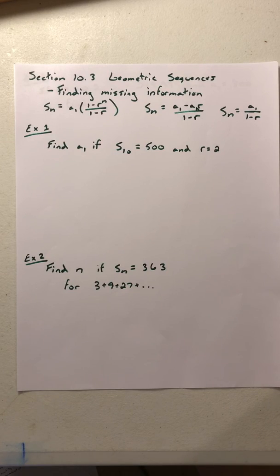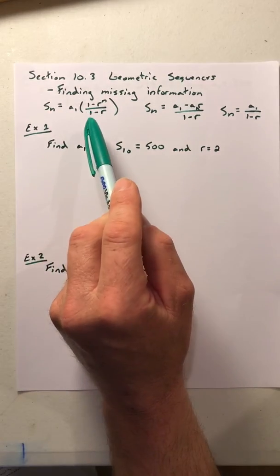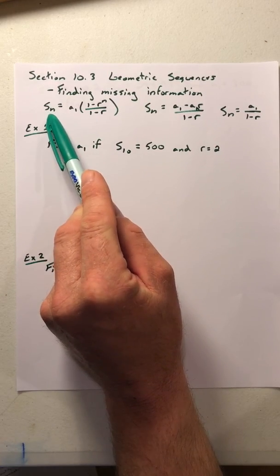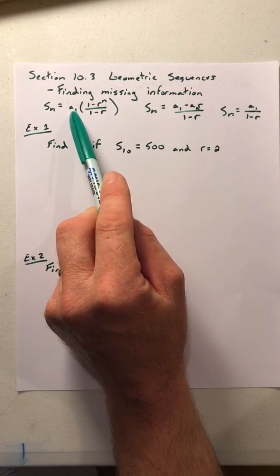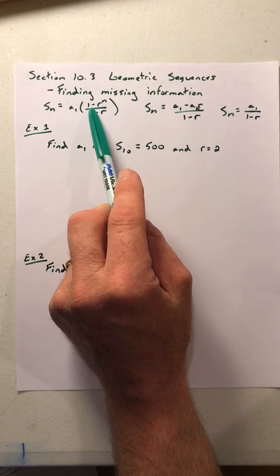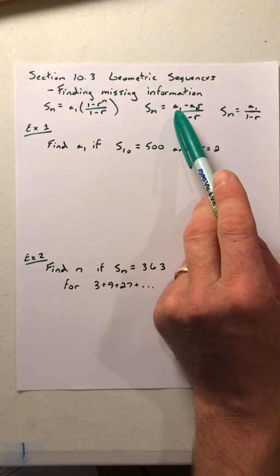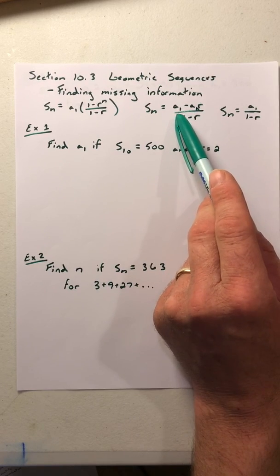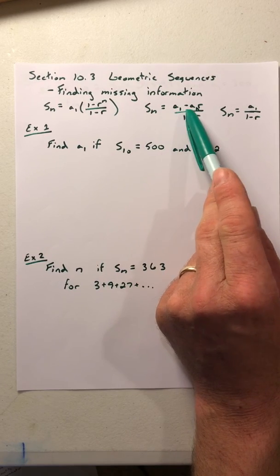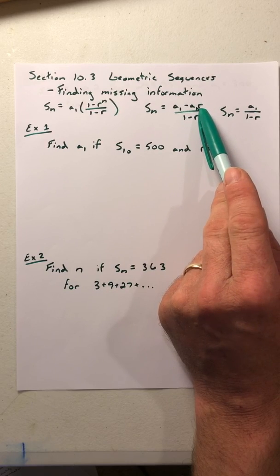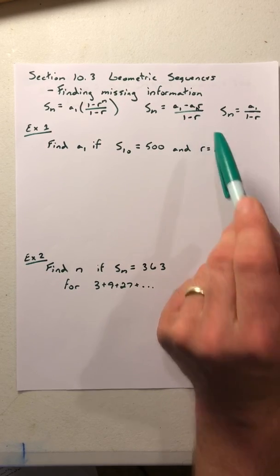A couple of formulas that I do want to go over again for a geometric sequence. The sum of a geometric sequence is either the first term times 1 minus the common ratio to the n over 1 minus r, or if we know the last term, the sum is going to be the first term minus that last term times the common ratio over 1 minus r.